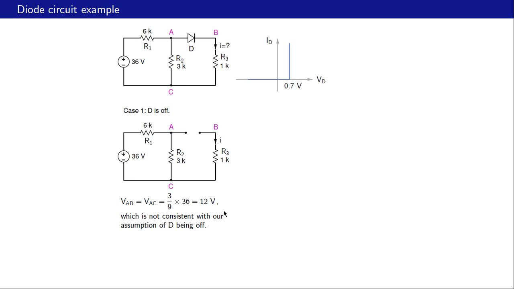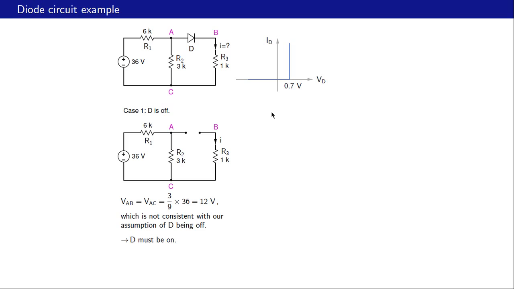Is VD equal to 12 volts possible? Let us check. If the diode is not conducting, we know that the diode voltage must be less than 0.7 volts, and here we have 12 volts, so therefore this number is not consistent with our assumption that the diode is off. What it means is the diode cannot be off in this circuit, and if it is not off, it must be on, that is conducting.